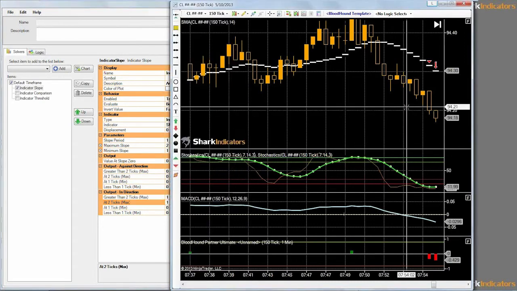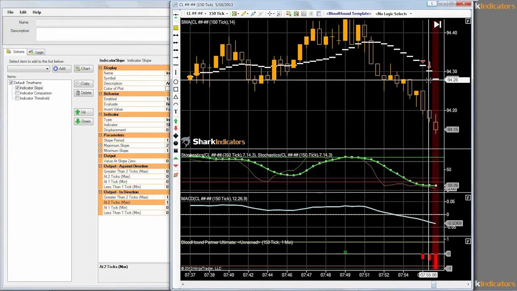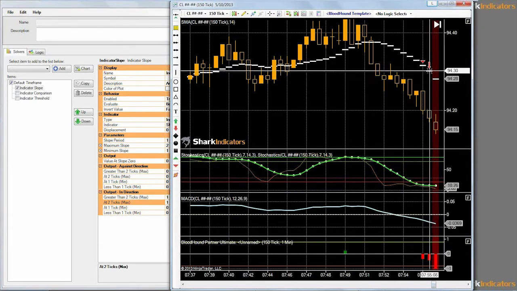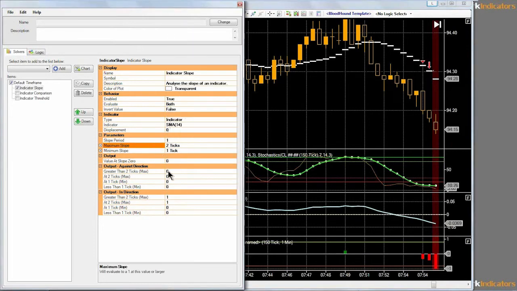So once again, up here on the chart, as soon as we step forward 1 bar, we can see that boom, the SMA moved more than 2 ticks in its step down. So that's a 2 tick slope, and then essentially 100% of our requirement has been met, and so therefore BloodHound's output is at 100%.